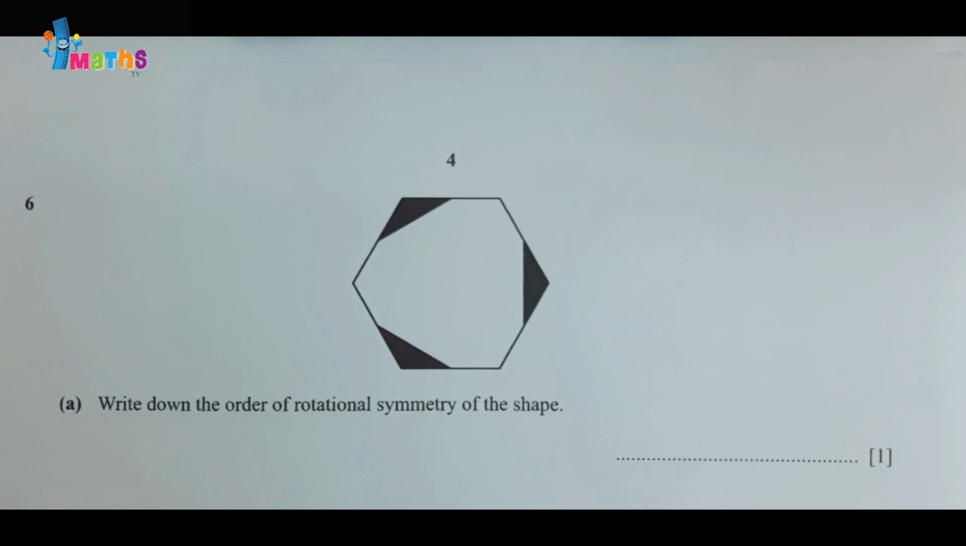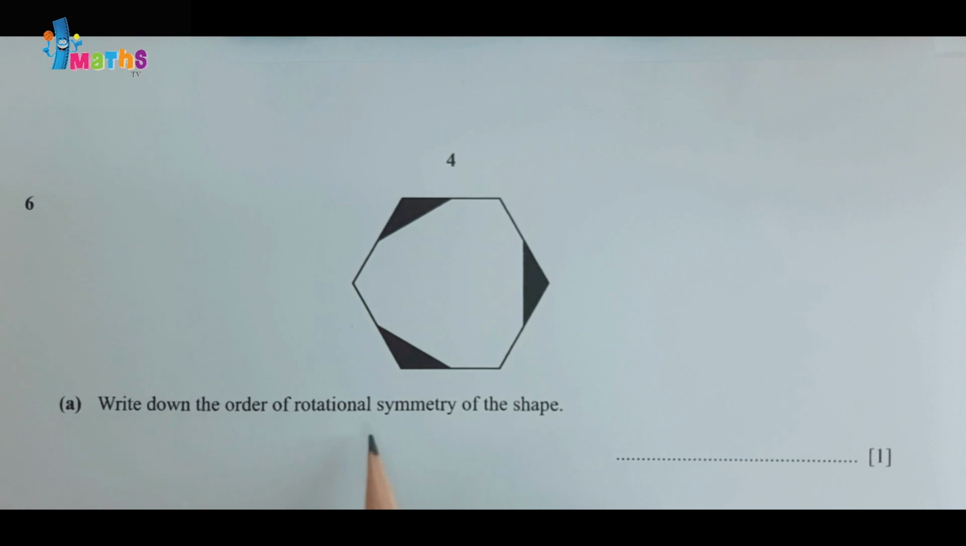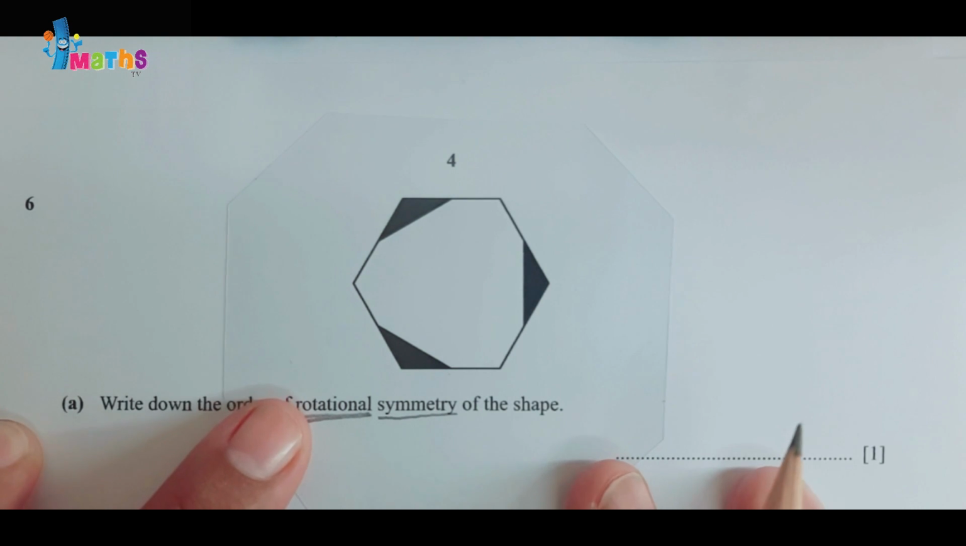Okay, let us go through question number 6. This is about symmetry of a shape. Basically, it's about rotational symmetry. So we'll have to explain it here. I will take help of this transparent sheet, and I'll explain it properly so that you can understand.